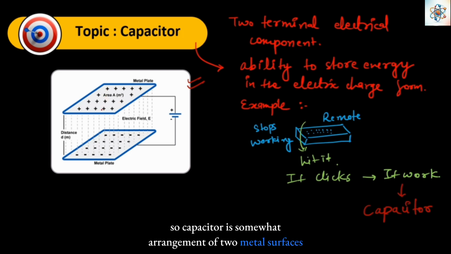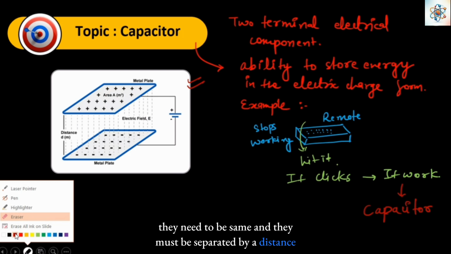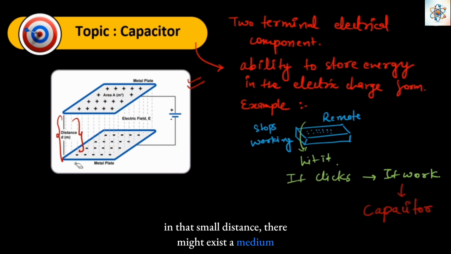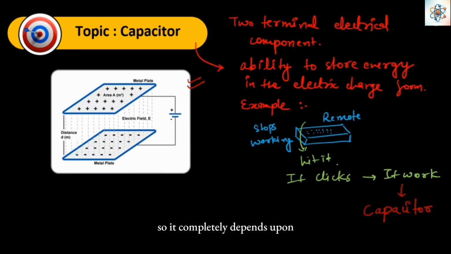A capacitor is somewhat an arrangement of two metal surfaces. These metal plates are supposed to have the same area, and they must be separated by a small distance. In that small distance, there might exist a medium or there might exist only air. It completely depends upon what kind of capacitor it is and where it is going to be used, because on that only, what is inside is decided.